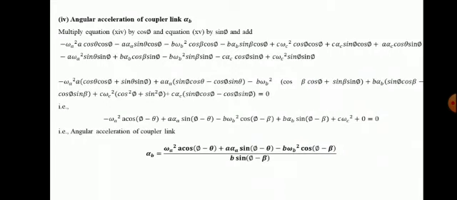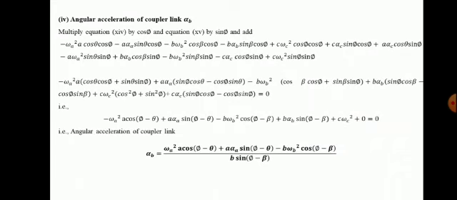Similar type of questions they will ask in the exam, and just to derive the equation and find out the angular acceleration of the output link. Angular acceleration of the coupler link: multiply the equation 14 by cos phi, equation 15 by sin phi, and add it. Same step, angular acceleration of the coupler link can be calculated.